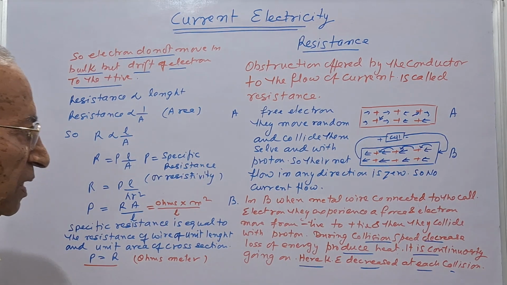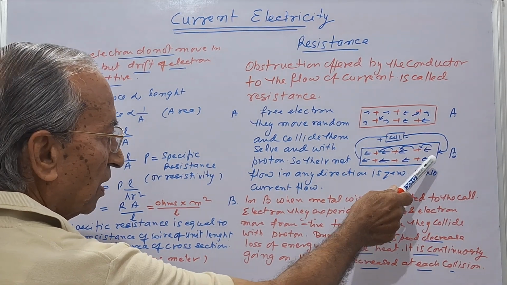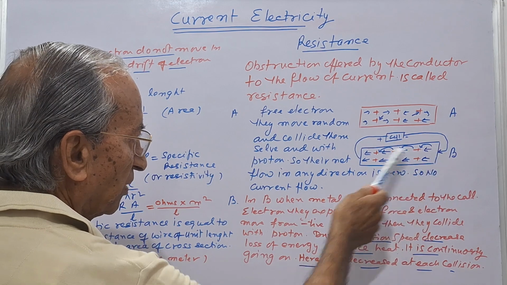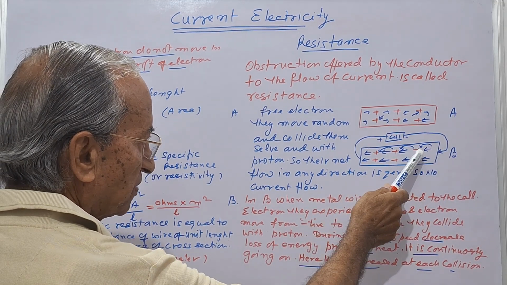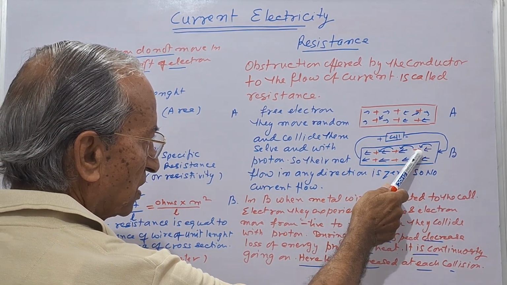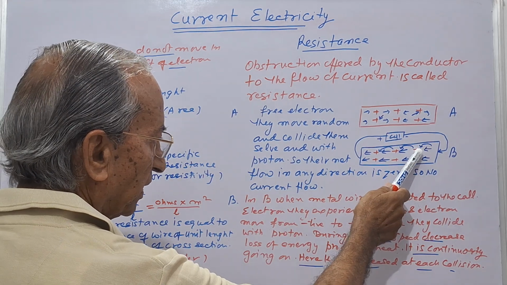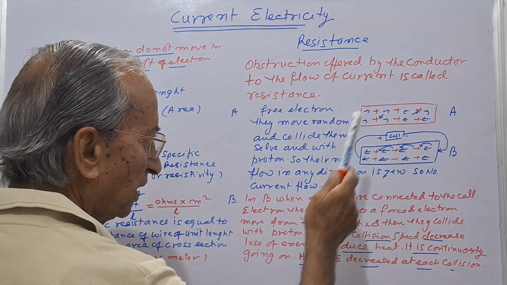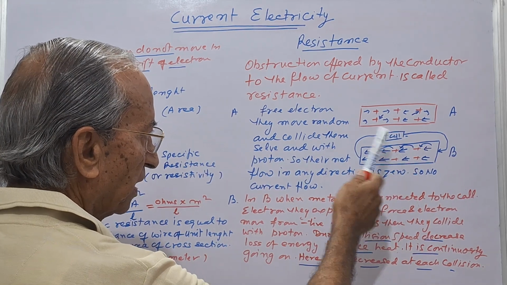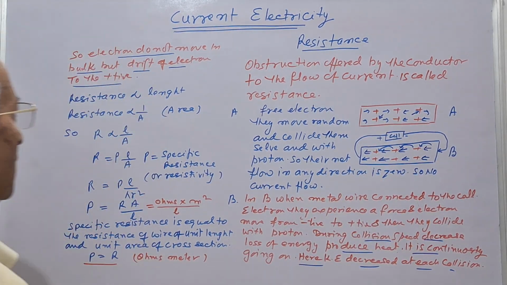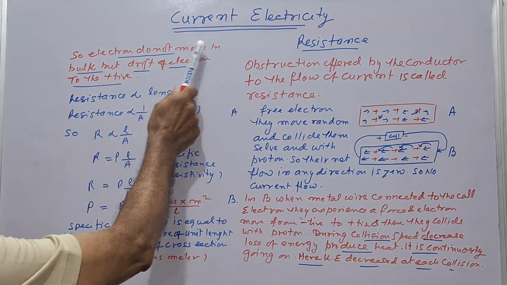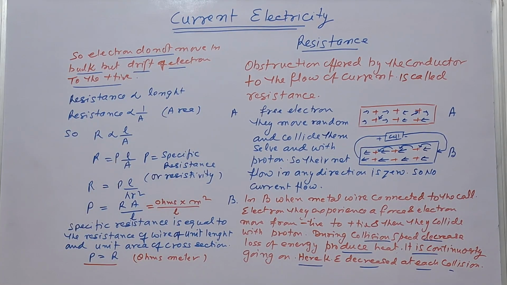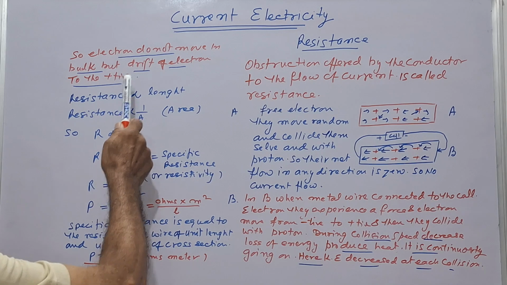So it is very interesting. Just see, when electrons experience force, they move from negative to positive and strike the protons, there is a loss of energy and kinetic energy decreases, and this loss of energy changes to heat, again and again. So electrons do not move in bulk, but drift toward the positive end.